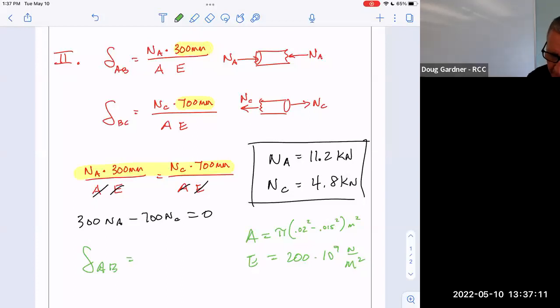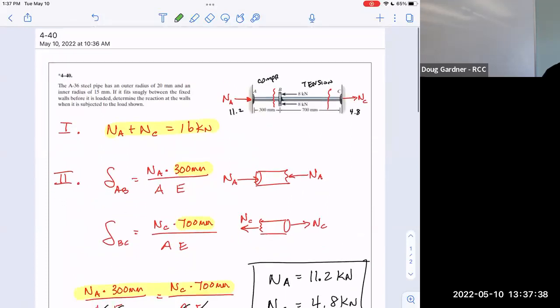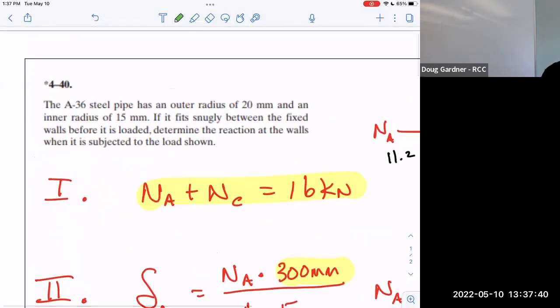So I'm going to end up with just millimeters for an answer. Times 300, then divided by pi, and then divided by 0.02 squared minus 0.015 squared, close the parenthesis, and then divided by 200, and then divided by 10 raised to the 9th. If I didn't type any of that in wrong, I got 0.0306. Was the diameter given? Yeah, it was hollow. Outer radius of 20, inner radius of 15.